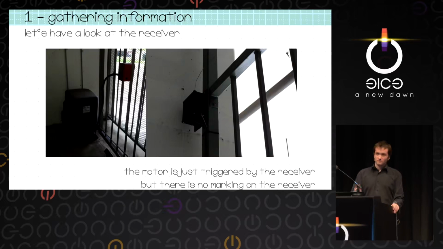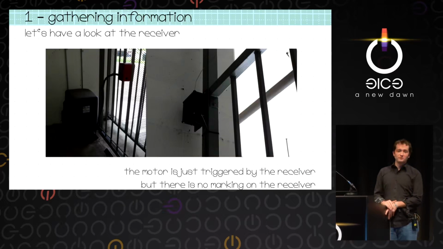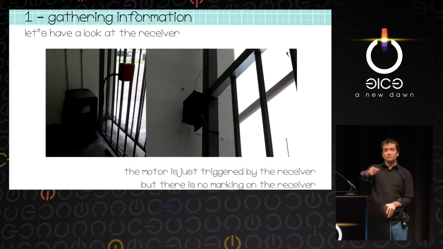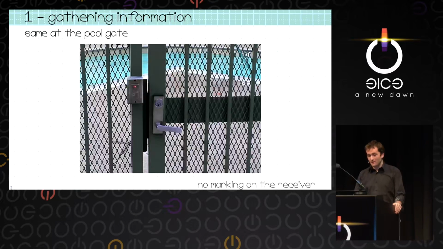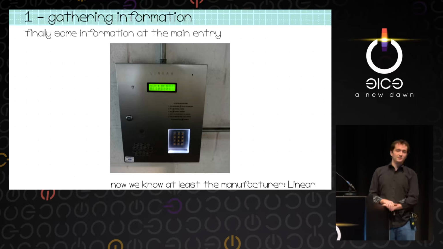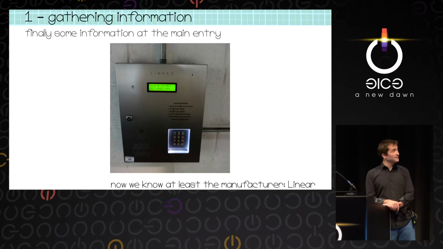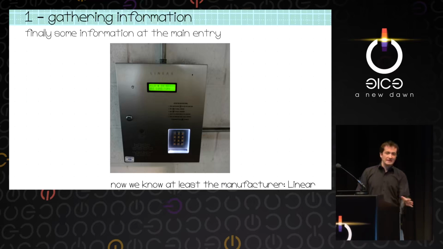Whenever there is a transmitter, there is a receiver. So you just run around the building and try to find the receivers to see if they have markings. On the garage gate, the receiver is on the top. It's just a black box. It doesn't tell you a lot. On the pool, it's also just an aluminum box, no markings on it. We still don't know. At the main entry, this is where you find a fancy dial pad to contact the resident. And we see on the top, it says it's from Linear. So at least we know the vendor, probably.